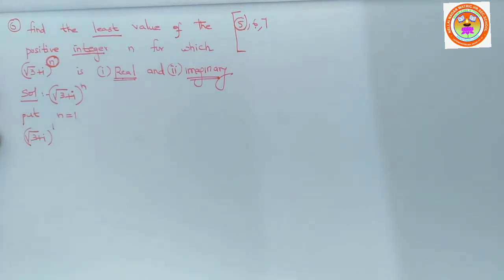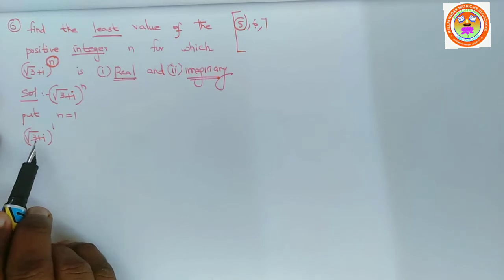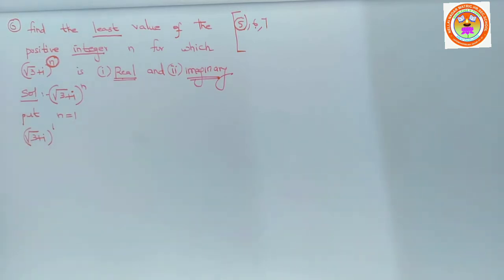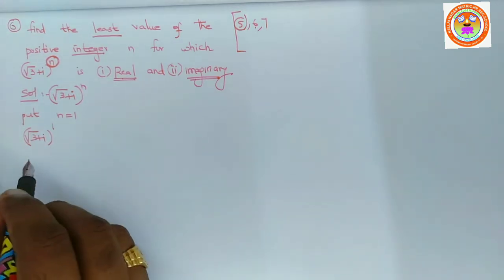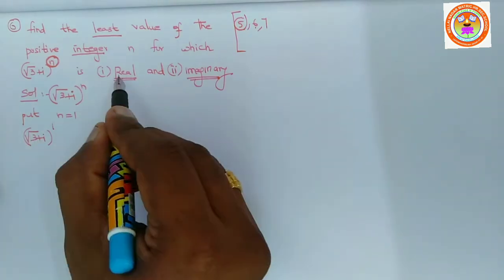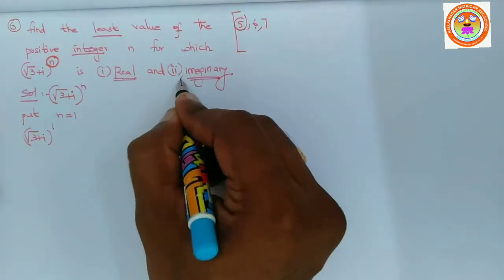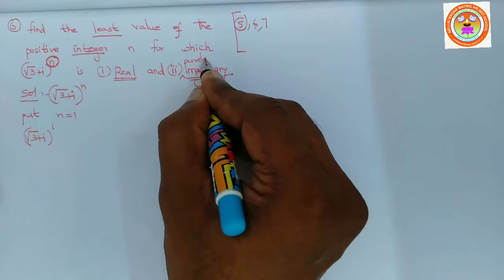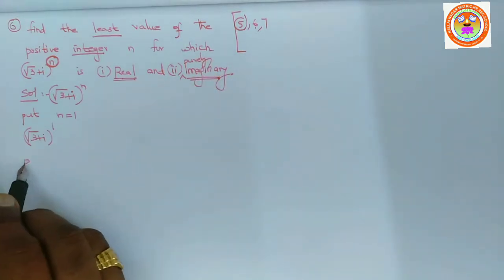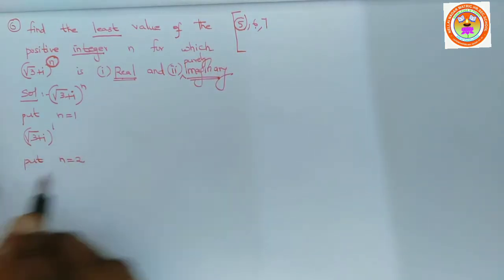There is no change. Still it remains a complex number. This is real and imaginary. There is no absence of real and no absence of imaginary. They are asking for real and purely imaginary, so note the word purely imaginary. So put n equal to 2. Now I am going to apply n equal to 2.